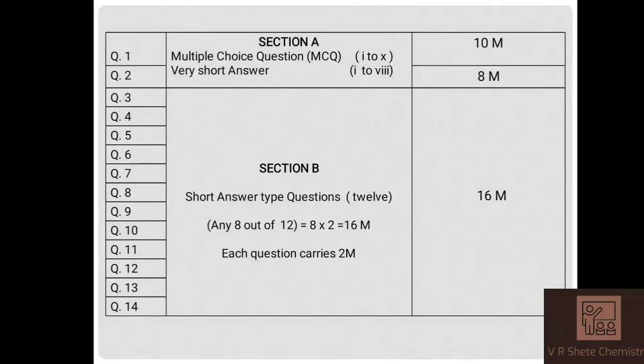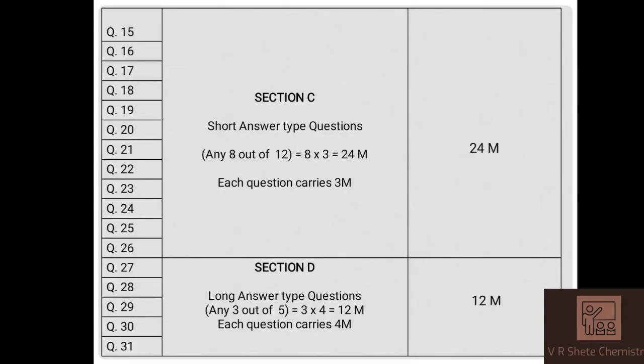Section B has 12 questions, from question number 3 to question number 14. Each question carries 2 marks. Out of 12, you have to solve any 8 questions. So 8 multiplied by 2 marks, you will get 16 marks from section B. Then section C, from question number 15 to question number 26, has 12 questions. Out of 12, you again have to solve 8 questions, but here each question carries 3 marks.